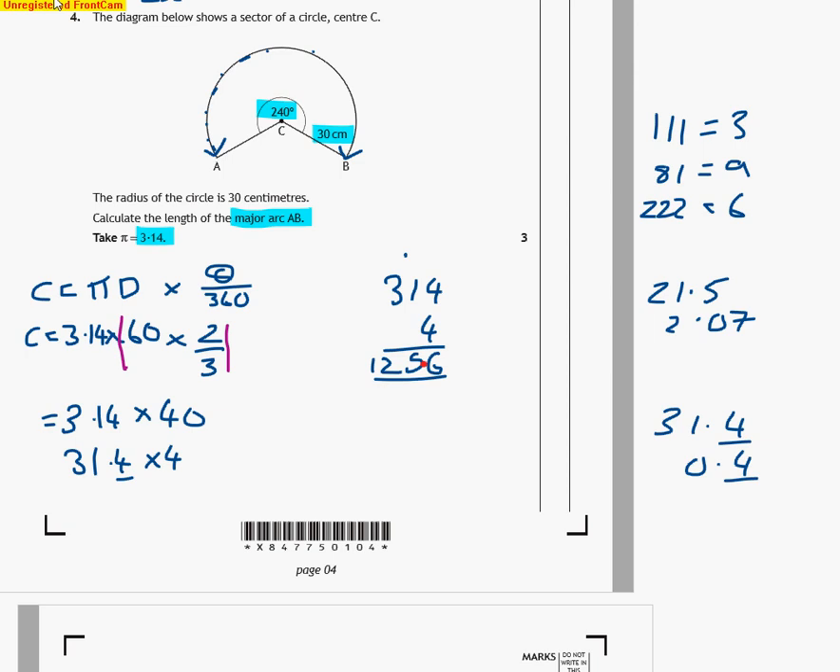Okay, and then units, something easily forgotten. So the answer equals 125.6 centimeters. Underline, underline.